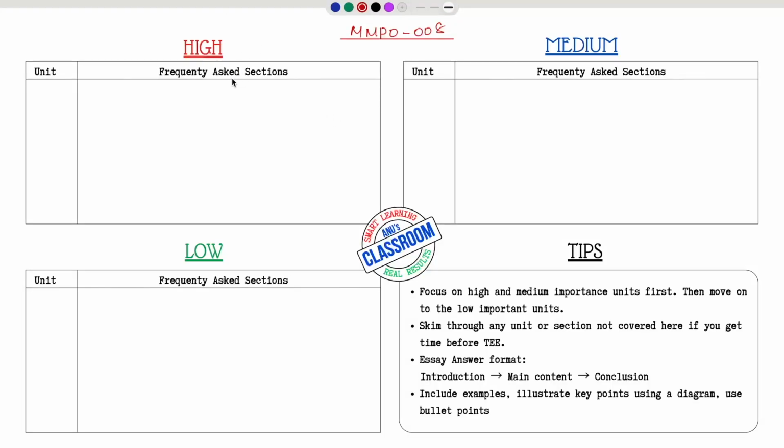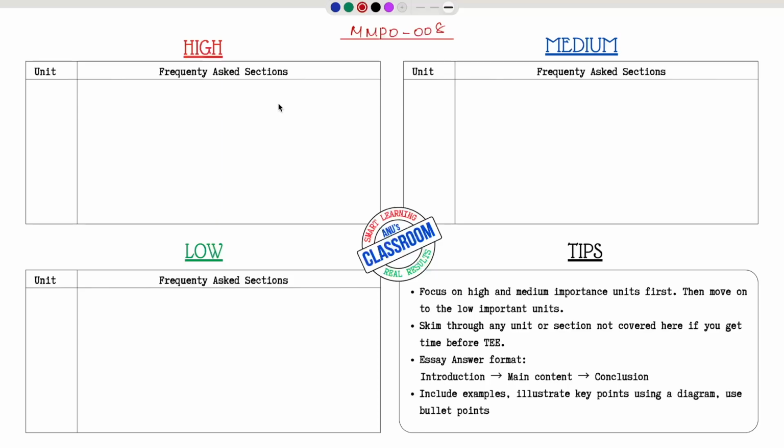MMPO 008 International Logistics and Supply Chain Management explains global logistics networks, warehousing, transportation, 3PL, 4PL, bullwhip effect, and supply chain value creation, to name a few. This course is part of semester 4. It is relevant for students pursuing the operations management specialization.